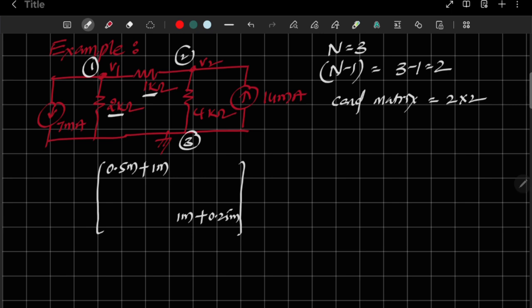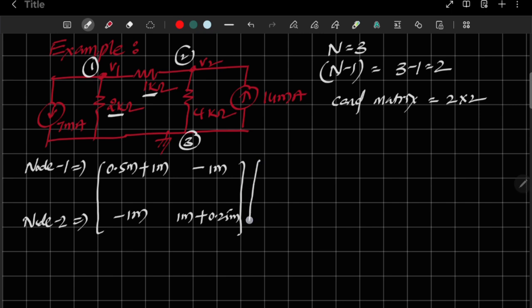Now non-diagonal elements we have to fill. The first row is related to node 1. The second element of the first row will be filled by the conductance connected in between 1 and 2. What is that? 1 kilo ohm, so its conductance is 1 millisiemen. But it is a non-diagonal, so we have to put minus: minus 1 millisiemen. Because of the symmetry property, according to transpose, we can write directly here also minus 1 milli. The second row is related to node 2.